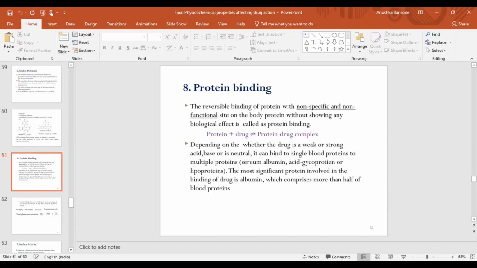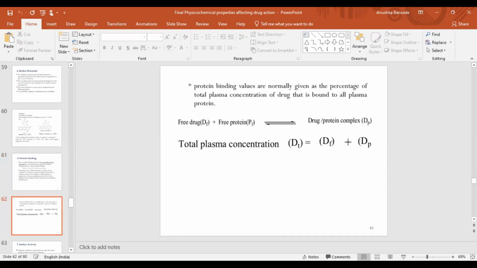Depending on whether the drug is a weak or strong acid, base, or is neutral, it can bind to a single blood protein or to multiple proteins like serum albumin, acid glycoprotein, or lipoproteins. The most significant protein involved in the binding of drugs is albumin, which comprises more than half of the blood proteins. So protein binding values are normally given as a percentage of the total plasma concentration that is bound to all plasma proteins.